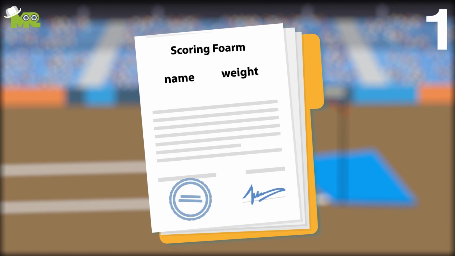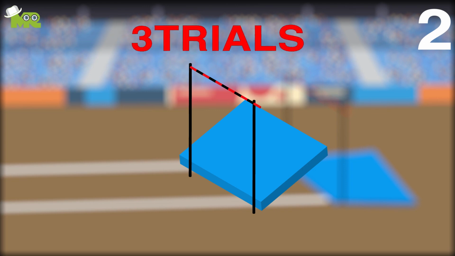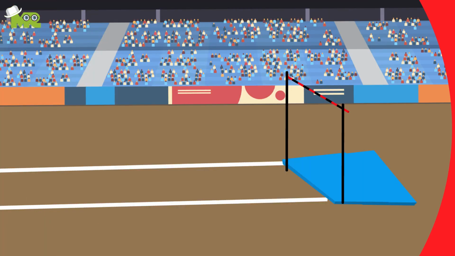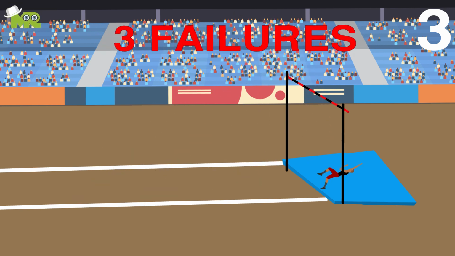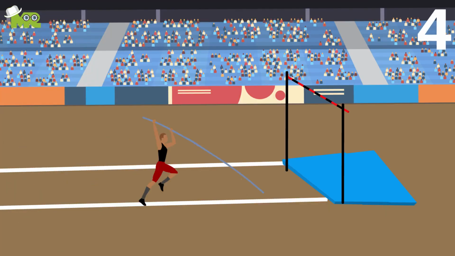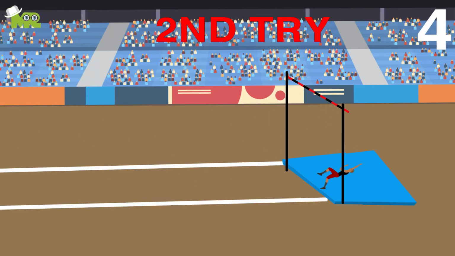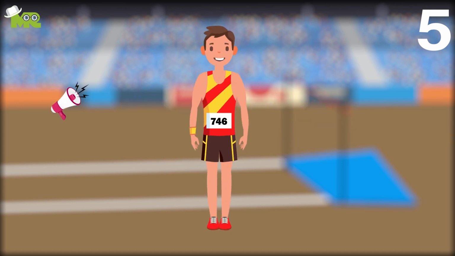Rules of pole vault. 1. It is mandatory for the athlete to mention their weight next to their name on the scoring form. 2. At any participating height, a maximum of 3 trials is allowed. 3. After 3 consecutive failures in the trial, the athlete is automatically removed from the tournament. 4. It is advised to the athletes to take their second and third consecutive attempts at the same height as the first attempt.